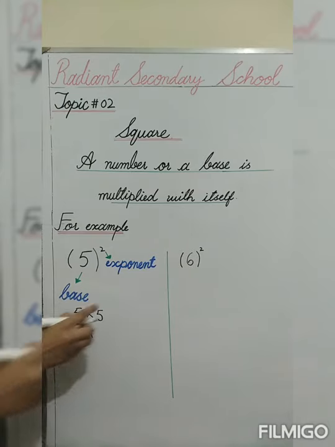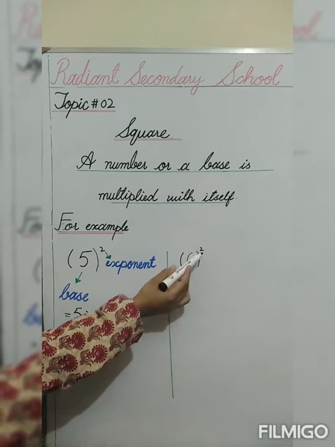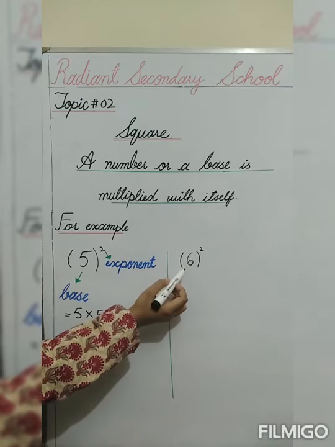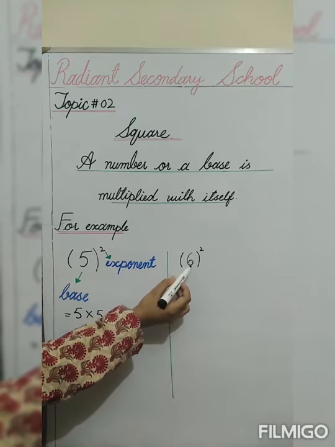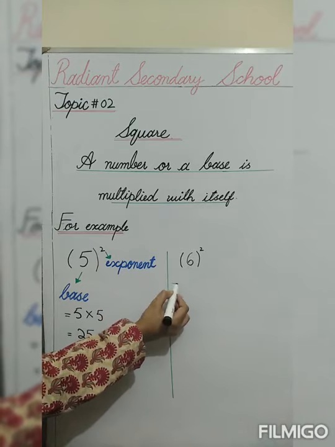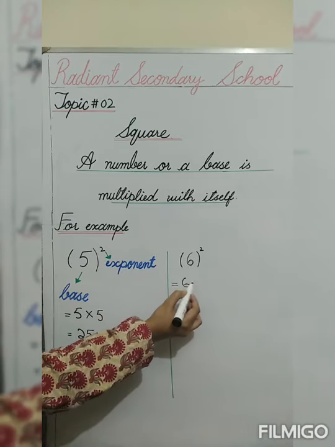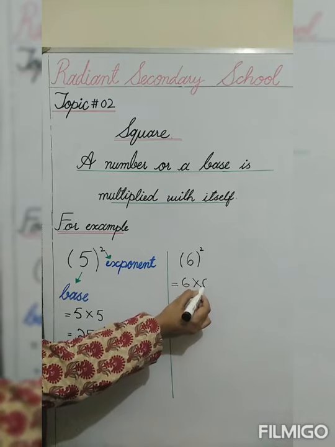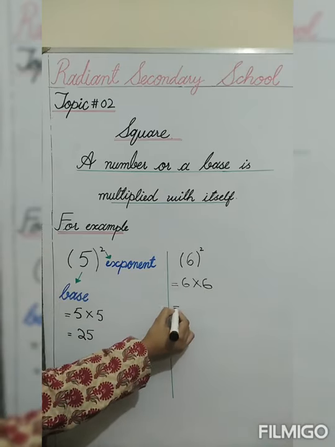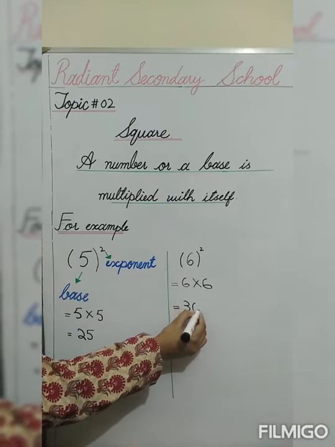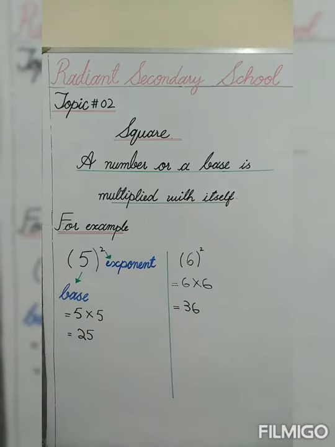Now here in the second example we have 6 square, the base is multiplied with itself. Here we know that 6 is the base, so we will multiply this 6 two times. 6 multiplied by 6 and we'll get 36 as the answer.